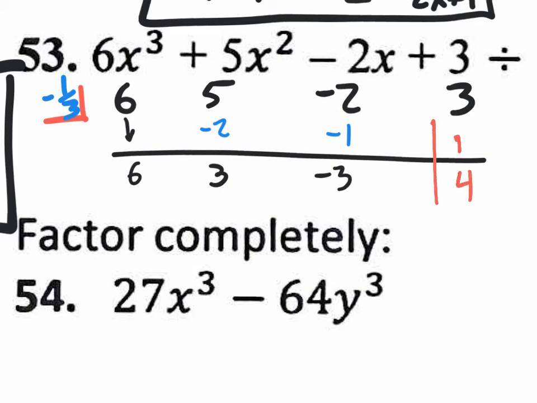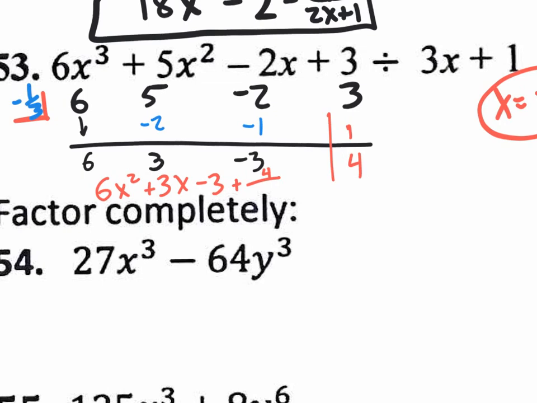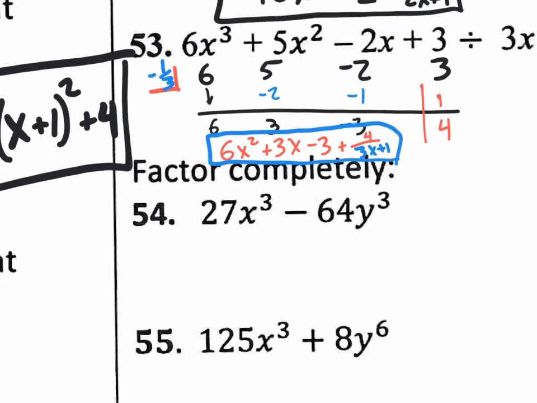So your final answer will be 6x squared plus 3x minus 3 plus the remainder 4 over the original divisor, which is the binomial 3x plus 1. So you should have a 3x plus 1 right there. So there's your final answer, with the remainder of 4 over the original divisor 3x plus 1.